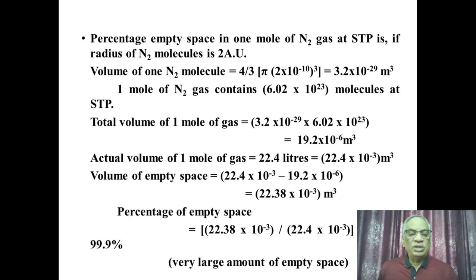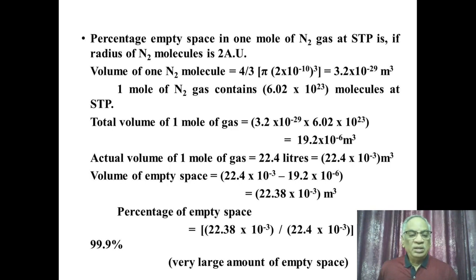So the total volume of the molecules in 1 mole of gas is 3.2 into 10 to the power minus 29 into 6.02 into 10 to the power 23, that is 19.2 into 10 to the power minus 6 meter cube. The actual volume of 1 mole of gas is 22.4 liters, which is already known, so 22.4 into 10 to the power minus 3 meter cube. So the volume of the empty space is 22.4 into 10 to the power minus 3, the actual volume, minus the volume of the molecules we got, 19.2 into 10 to the power minus 6. If we subtract, we get 22.38 into 10 to the power minus 3 meter cube.